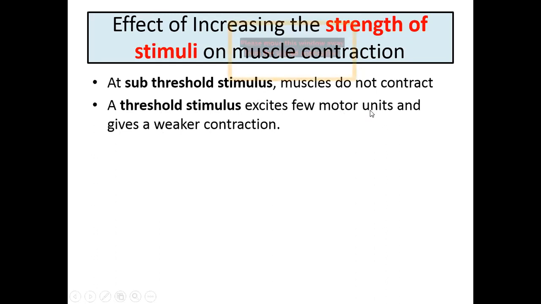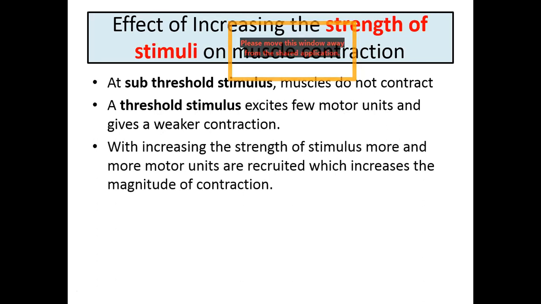Okay, it will excite few motor units and gives us a weaker contraction. This is what, when I'm talking about the muscle, I'm not talking about the muscle fiber. I'm talking about the entire muscle. I'm applying a threshold stimulus and it will excite few motor units, and this will give a weaker contraction.